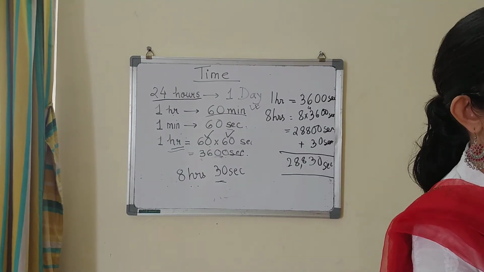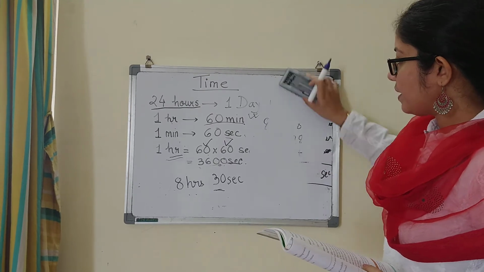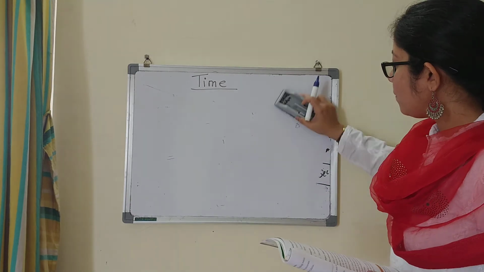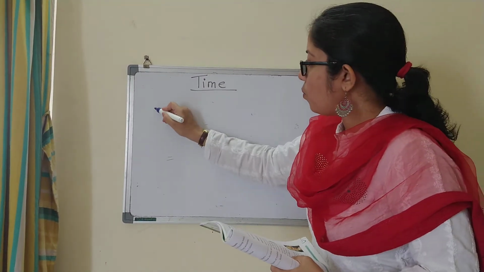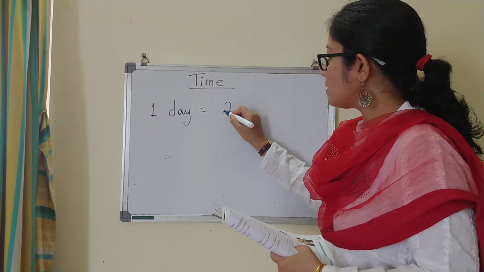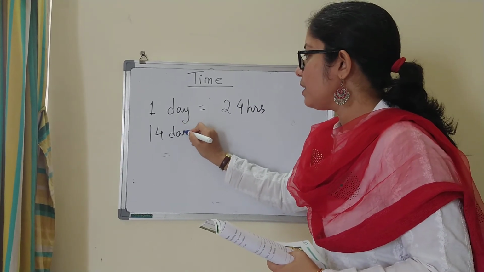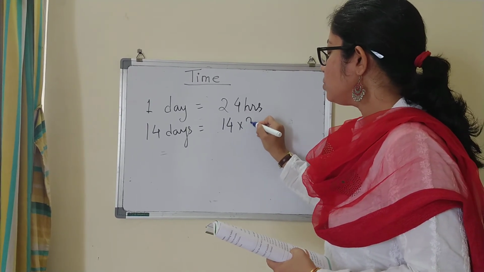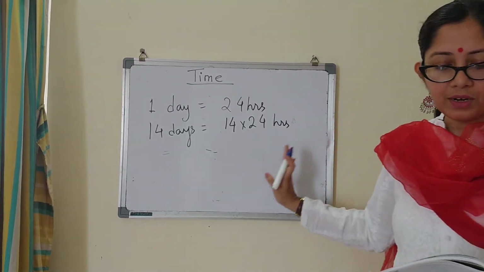Now another sum they have given is how many hours are there in 14 days. Okay, how many hours are there in 14 days. Now here we will take, 1 day is how many hours I said? 24 hours. Now 14 days, then how many hours? So it will be 14 into 24 hours. So whatever the answer comes, that will be your answer.